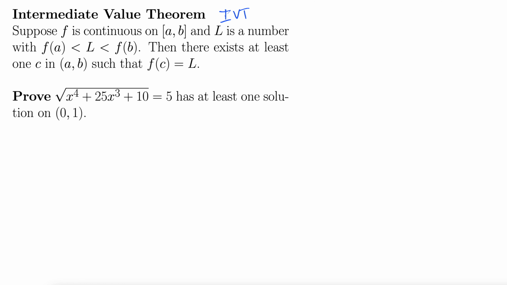Okay, so in this example we want to prove that the square root of the quantity x to the fourth plus 25x cubed plus 10 equals 5 has at least one solution on the open interval 0 to 1. Now, one interesting thing to note about this is that this is not telling us to find the solution. In fact, we might not ever be able to find the solution. What the intermediate value theorem tells us is the existence of a solution, which is very different than a lot of the math that we're used to doing where we're always solving for something.